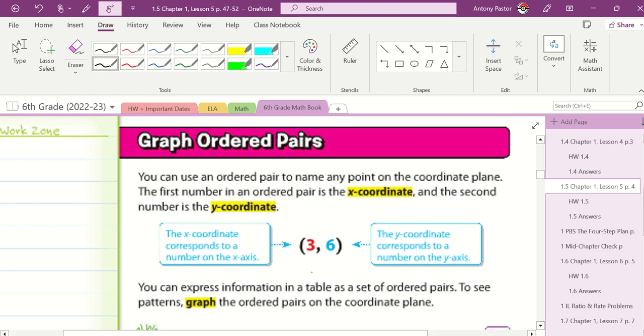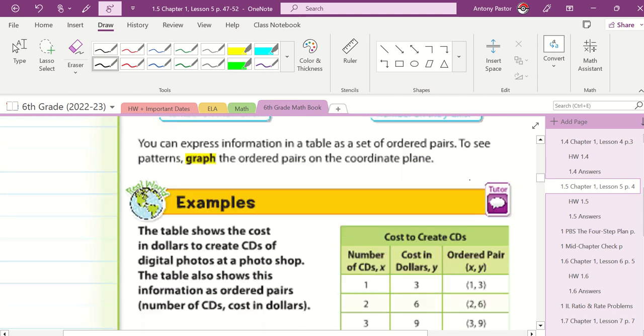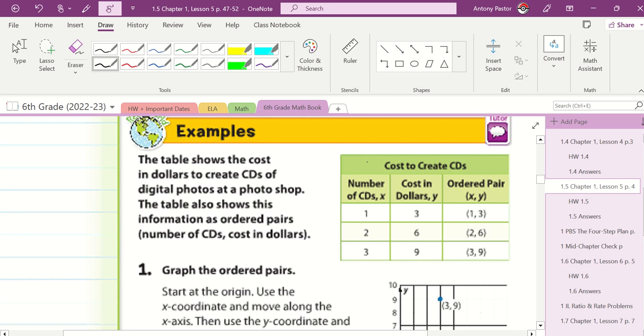You can express the information in the table as a set of ordered pairs to see patterns, graph the ordered pairs on the coordinate plane. So this is where we're going to be talking about our tables here. The table shows the cost in dollars to create CDs of digital photos at a photo shop. This textbook is a little dated. I know people can just upload them to Google Drive now, but we work with what we have.